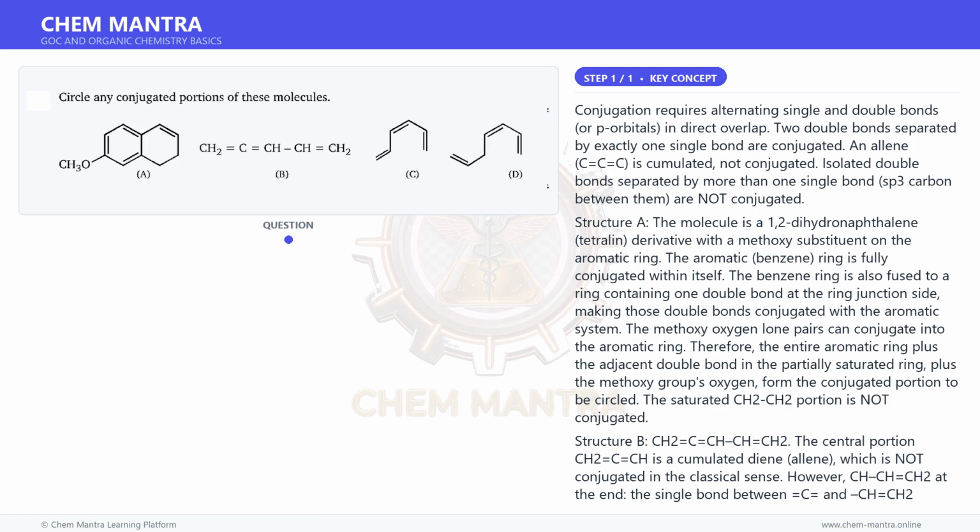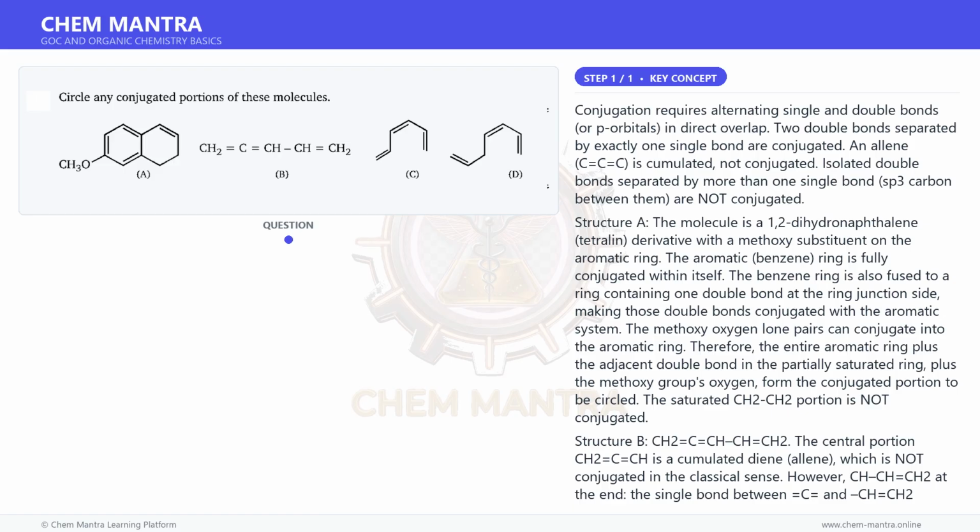Why other regions fail? sp3 carbons break conjugation by interrupting p orbital overlap. Cumulated double bonds, allenes, are not classically conjugated. Only regions with continuous alternating pi bonds qualify. Therefore, the correct answer is type visual. Note: the answer is a set of redrawn structures with conjugated portions circled, not plain text.